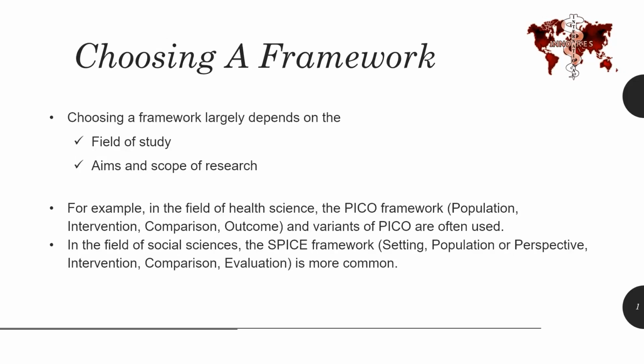How do we choose a framework? Choosing a framework largely depends on the field of study and the aim and scope of the research that we'll be conducting. For example, in the field of health sciences, the PICO framework is very often used. So we have population, intervention, comparison, and outcome that is actually studied. In the field of social sciences, the SPICE framework is more common, which looks at the setting, population, intervention, comparison, and evaluation.